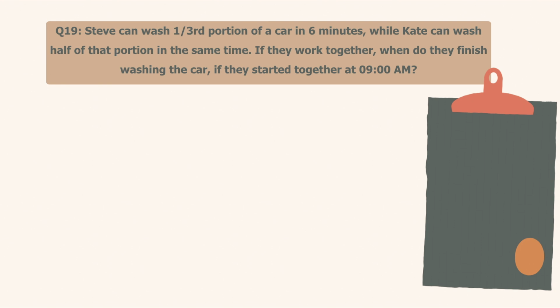Now the second last question today. Steve can wash 1 by 3rd portion of a car in 6 minutes, while Kate can wash half that portion in the same time. If they work together, when do they finish washing the car, if they started together at 9 a.m.? Please solve the question on your own.